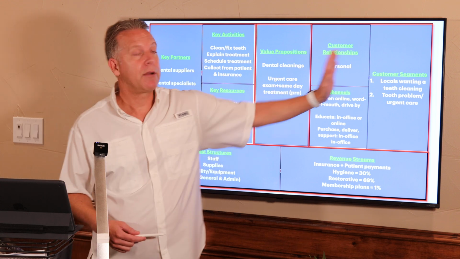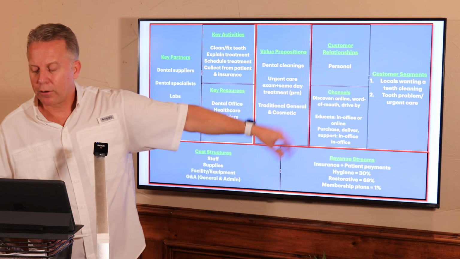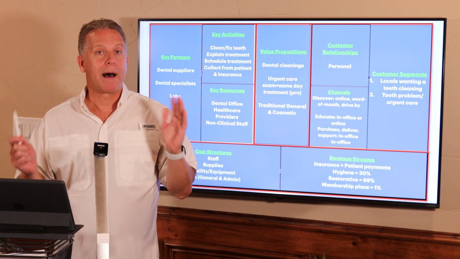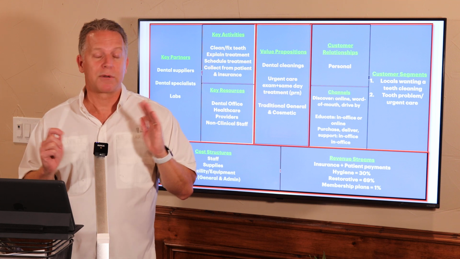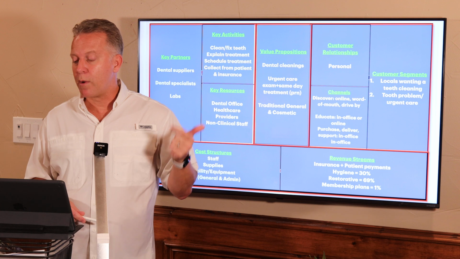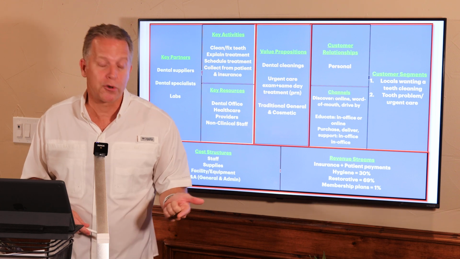If we go to this other side, we have the whole customer component. Basically for us, it's going to be locals, meaning people within about a 5-mile radius of our practice. That's where 90% or 95% of our patients come from. They're wanting their teeth cleaned, or they're wanting an urgent tooth care problem addressed.